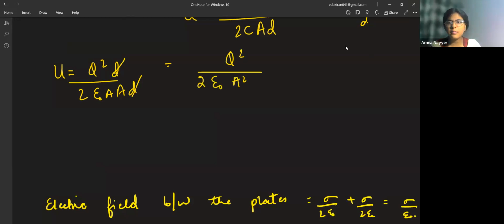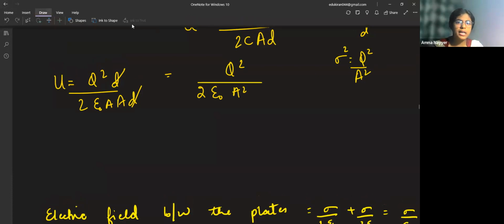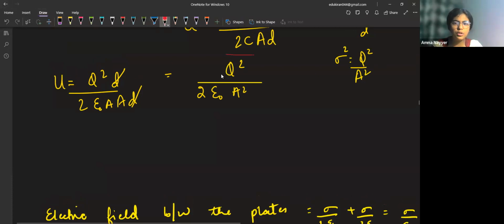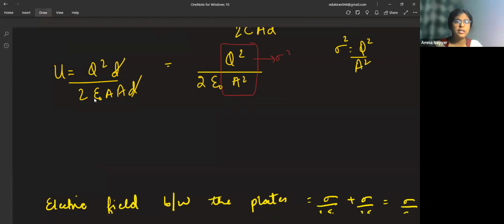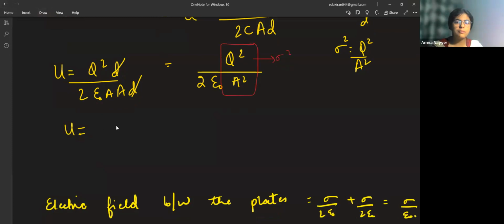Class, sigma was, remember, charge per unit area. Right now only Humam has answered Q by A. So sigma square becomes Q square by A square. So can I write this Q square by A square as sigma square? Right, it would be the same thing. So the formula for U becomes sigma square by 2 epsilon naught.